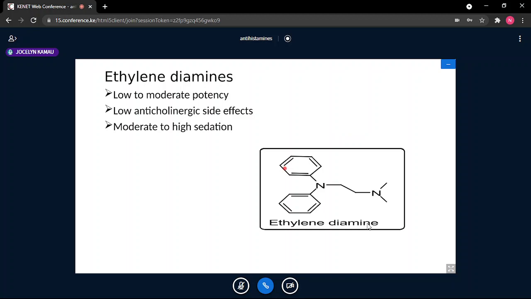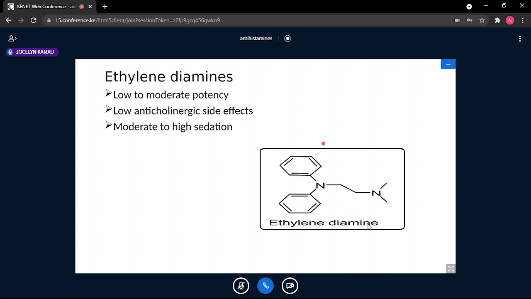So we start with the first group, which is the ethylene diamine. Again, ethylene diamine is a basic structure, ethylene 1-amine. That's what we're talking about. And these have low to moderate potency. Remember, the structure we have is responsible for the potency.